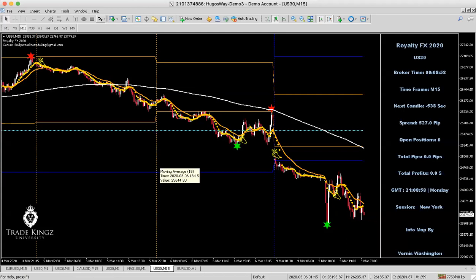I want you to paste something in your chart. Do you have a sessions indicator? No. Okay, I'm gonna send this to you. I want everybody to try this.